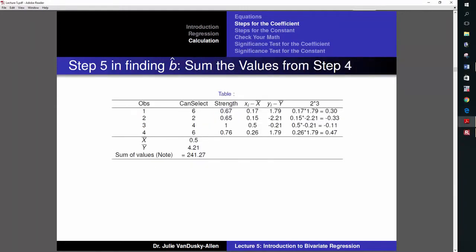The next step in calculating b hat is adding all the values from step 4 together. After adding all of the 987 observations together, the value I calculated was 241.27. Note that this value is the numerator of the b hat equation.